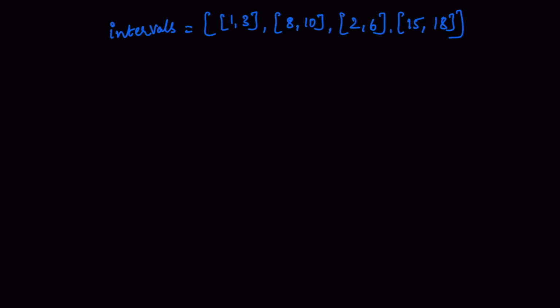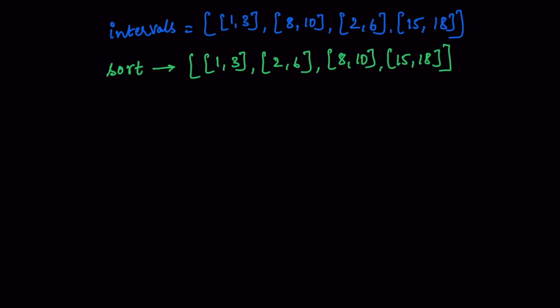For the purpose of explanation, I have considered example 1 that is provided in the question. I have made a slight change in the order of these intervals. In this, the first step that we are going to do is sort these intervals. The reason we are sorting these intervals is because only then can we actually merge the overlapping intervals. So after performing the sort, the order is [1,3], [2,6], [8,10] and [15,18].